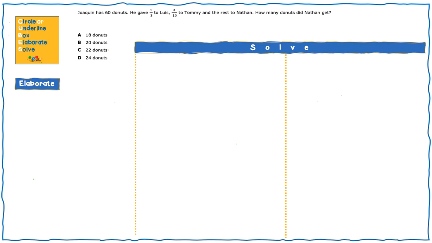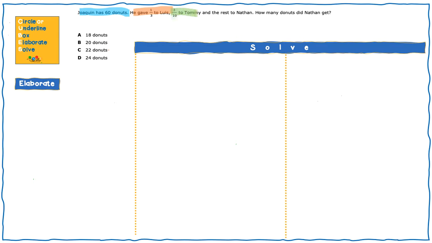Okay, so we continue following the CUBES problem solving model we have on the left side. We're gonna get started highlighting important information. So I'm gonna say Joaquin has 60 donuts. Then it says he gave 1/3 to Luis. I'm choosing another color so that I can keep track of the different things that are happening in my question.